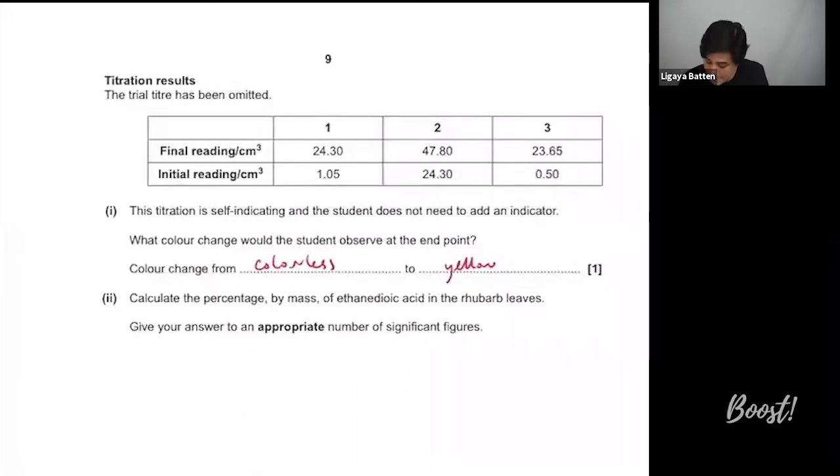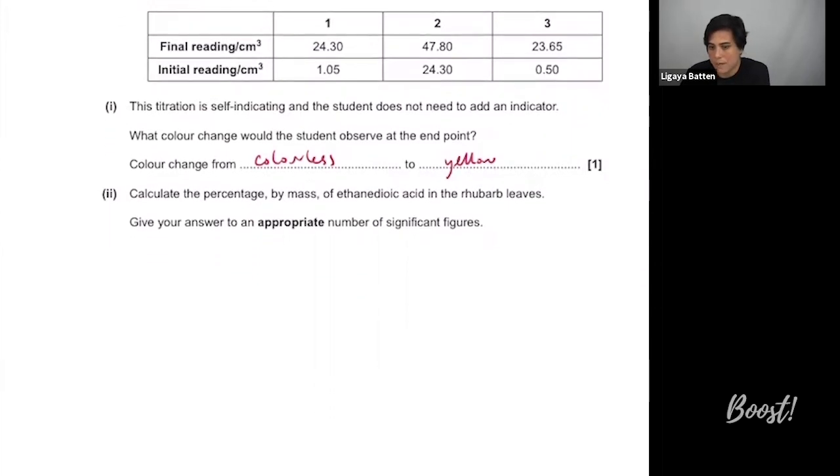Okay, calculate the percentage by mass of ethane dioic acid in the rhubarb leaves and give your answer to the appropriate number of significant figures. So, like I said, we have to work backwards from the titration here. So first step is to find the mean titer. So you've got to take the differences here to find the actual titer of each one. So this one's going to be 23.25. This one's going to be 23.50, and this is going to be 23.15, I believe. Yes.